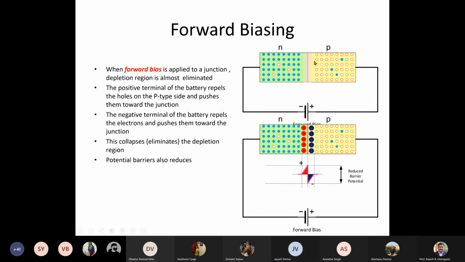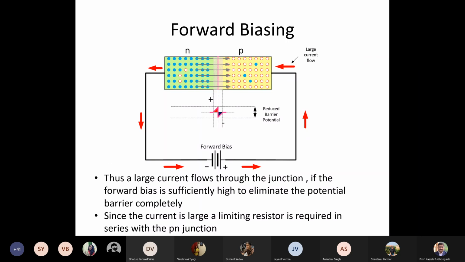Yes sir. In other words, we are now reducing the height of this potential barrier by an external voltage. I'll apply the external voltage in such a way that the height of this potential barrier reduces. If it reduces to a very small value, electrons can very easily cross over to the P side, holes from the P side will cross over into the N side, and you will see a large current flowing across the junction. So what does forward bias do? It reduces the barrier potential, and because of that a large current flows across the junction. This is how it happens.